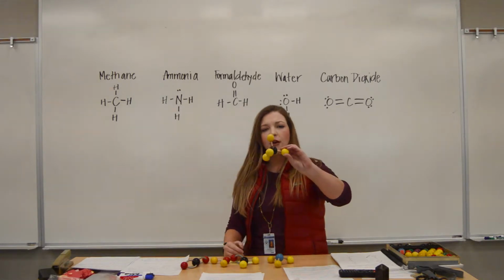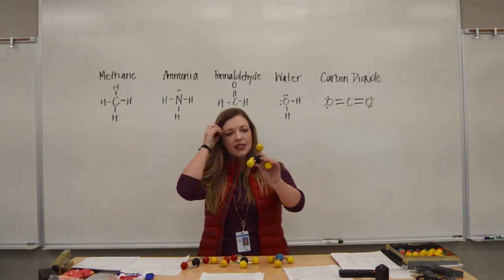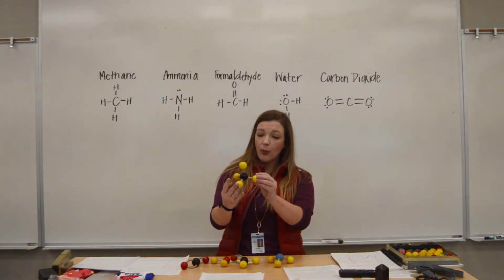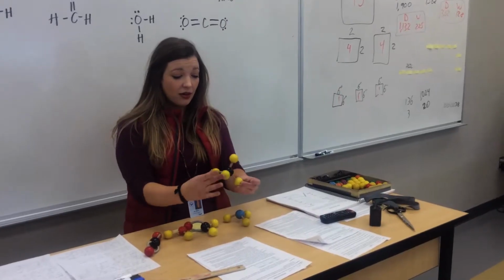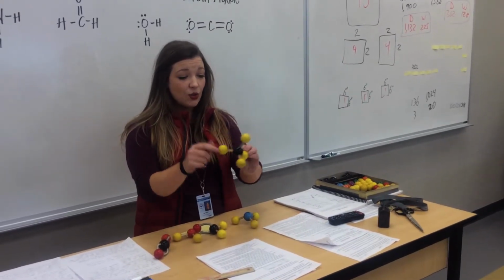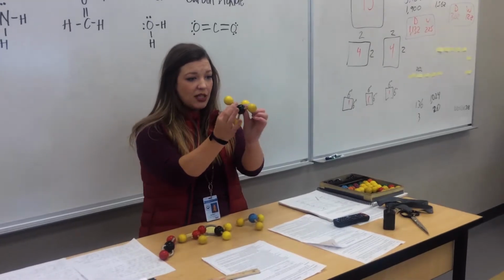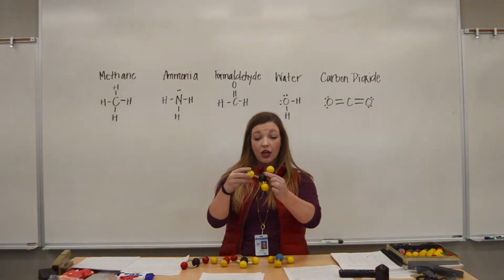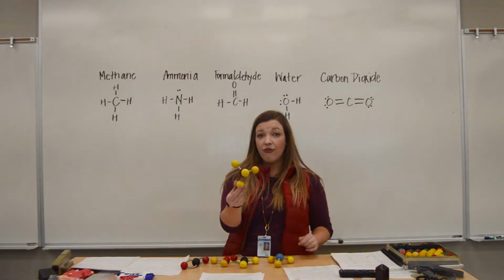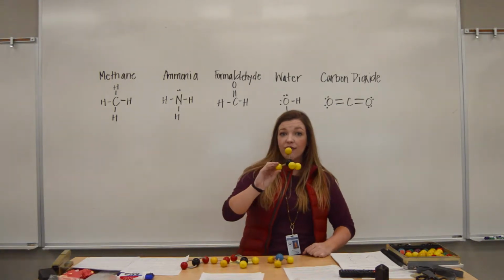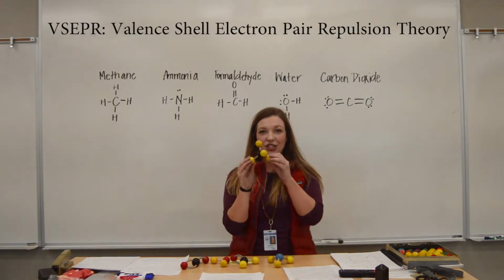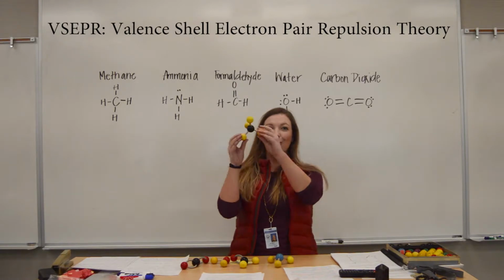Okay? So this is our methane molecule, and notice the hydrogens are all as far apart as they can possibly get. So when we look at these, we see that the electrons that make up these bonds are repelling each other, so they're all equally far apart. We call this VSEPR theory, or valence shell electron pair repulsion theory.